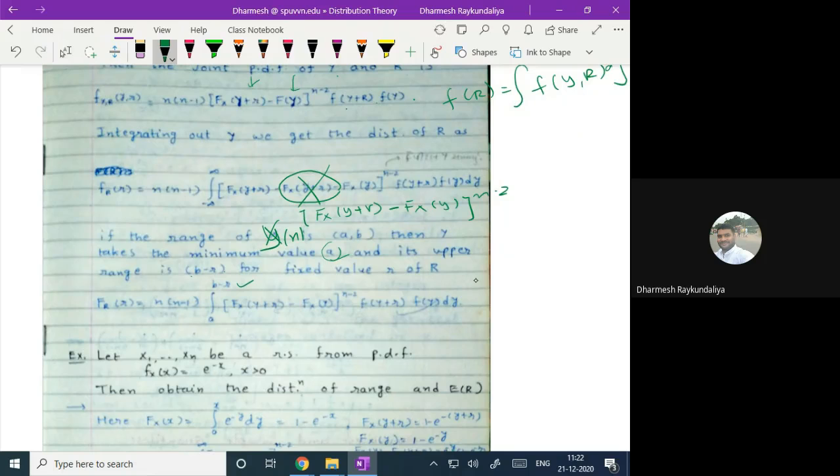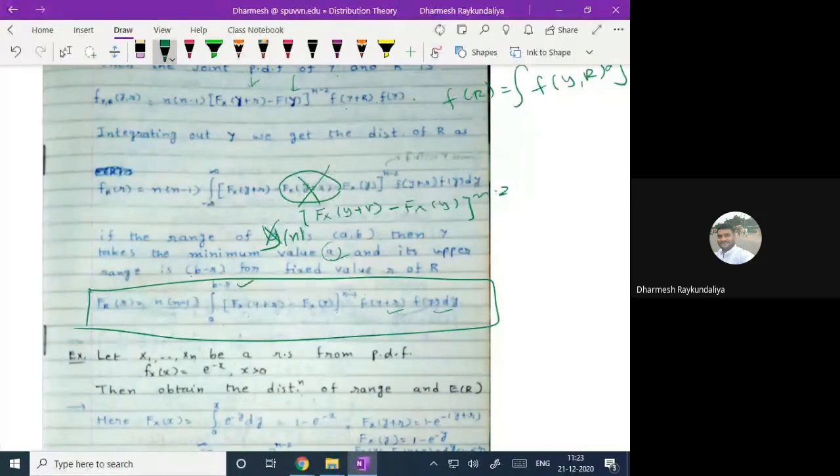So you can have f of r equal to n into n minus 1, integral from a to b minus r, Fx of y plus r minus Fx of y raised to n minus 2, small f of y plus r and small f of y dy. Now let us understand, this is nothing but the distribution of range.